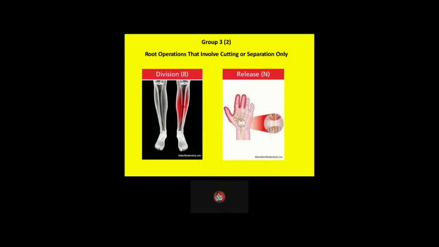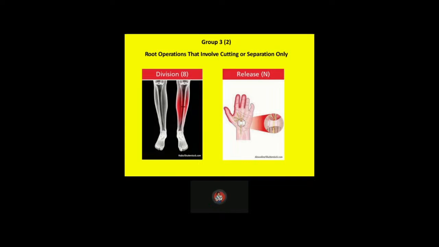Today, we're going to be looking at group number 3. There are two root operations in this group, and they involve cutting or separation only. First, we have division. Division is where we are cutting into a body part without draining fluids and or gases from the body part in order to separate or transect the body part.